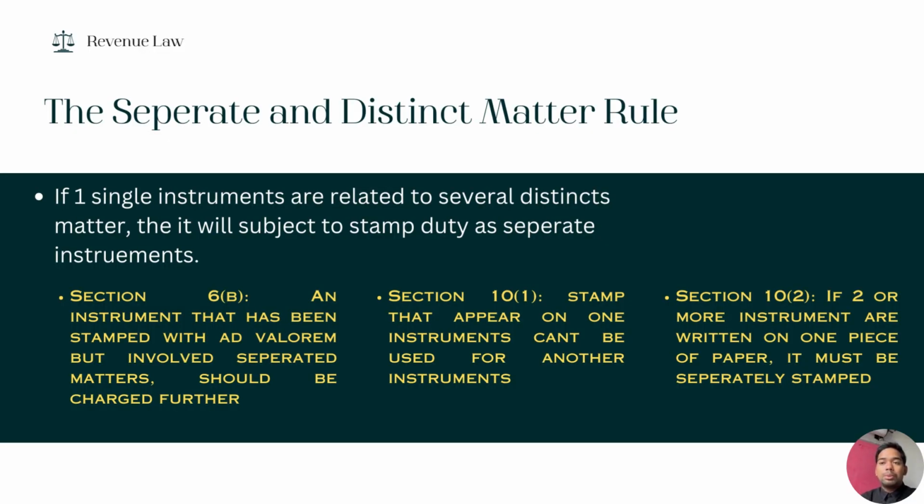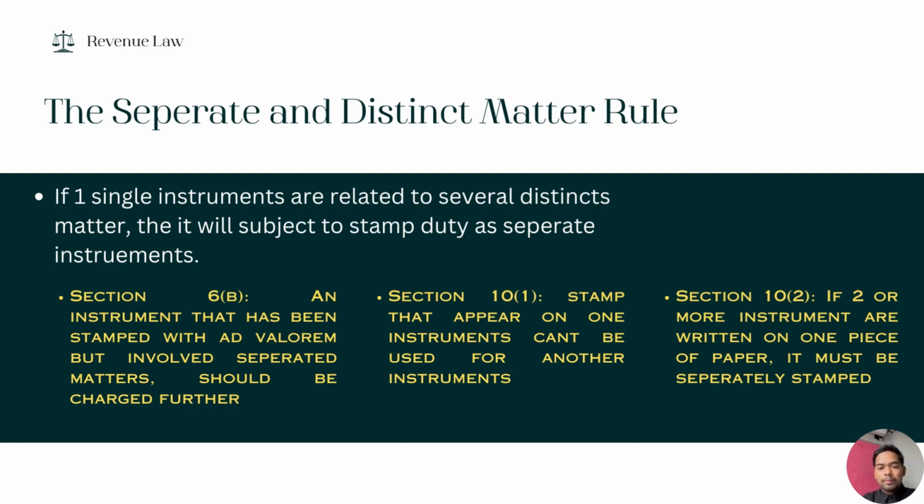The next principle is the separate and distinct matter rule. So if one single instrument relates to several distinct matters, the instrument will be subject to stamp duty as separate instruments. Under section 6B, an instrument that has been stamped with ad valorem duty but involves separate matters should be charged further. This section is supported by section 10(1), which states that a stamp that appears on one instrument cannot be used for another instrument. And section 10(2) also states that if two or more instruments are written on one piece of paper, they must be stamped separately.